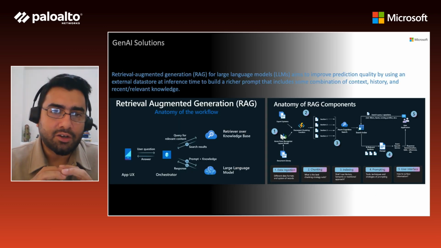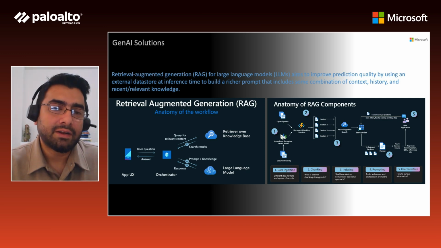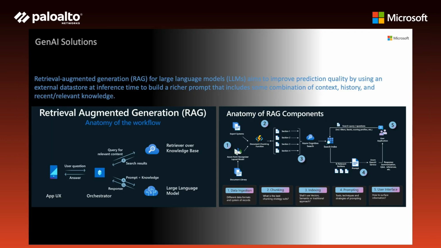So if I go a little bit deeper into the retrieval augmented generation RAG model, or the anatomy of this thing. So you can see from here, it can give you a high level architecture or a diagram about how this RAG model works. So retrieval augmented generation for large language models aims to improve the prediction quality by using an external data store at inference time to build richer prompts. Includes a combination of context, history, knowledge, and relevant data for the knowledge.